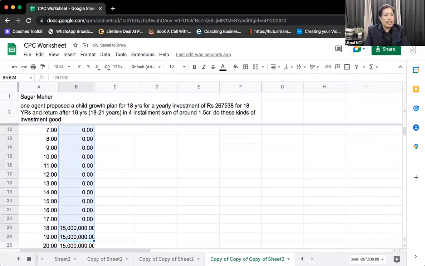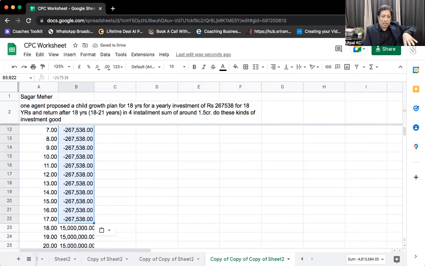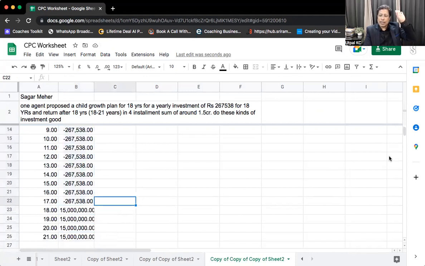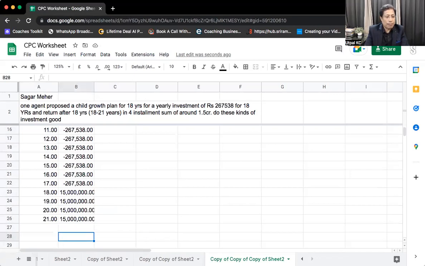Now you see, this is normally what happens. 18 years means starting from today, so from 0 to 17, total 18. Okay, this is correct, Mr. Meher. So now it is very simple. Now you do IRR. So return on investment, how much is equal to IRR?